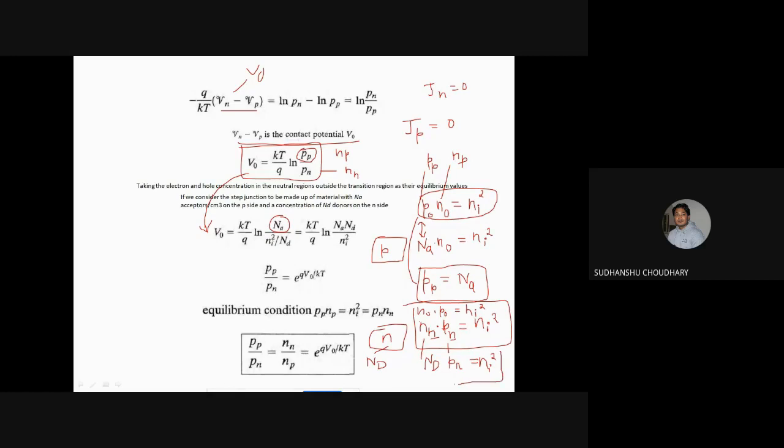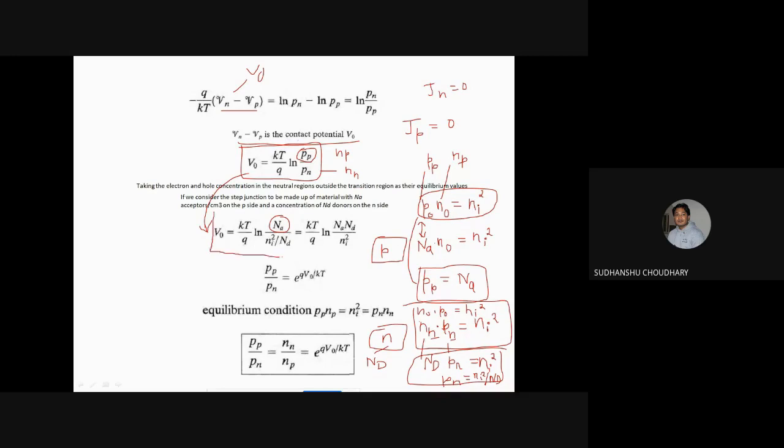From here one can find out Pn. Pn would be equal to, because we require Pn here, since PP we have assumed Na. So Pn is Ni square by Nd. So we put Pn as Ni square by Nd over here, and this Pn we have replaced by Ni square by Nd.